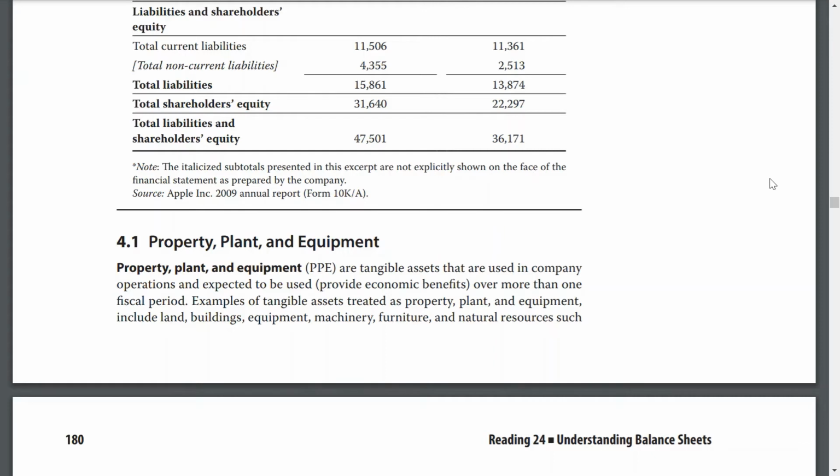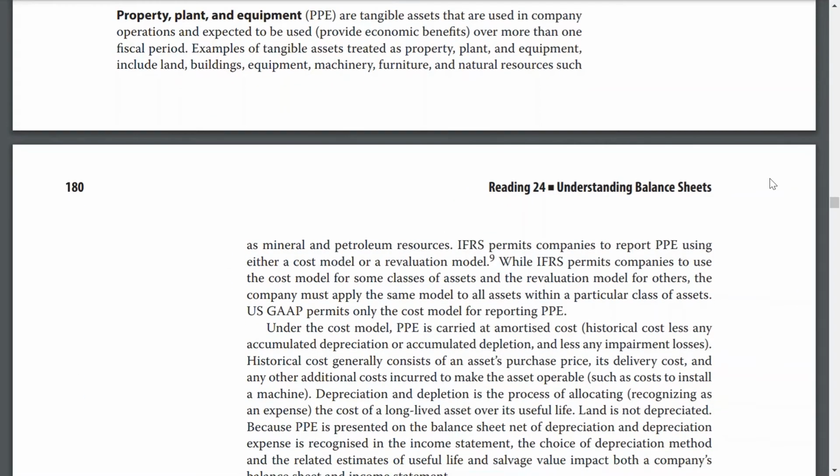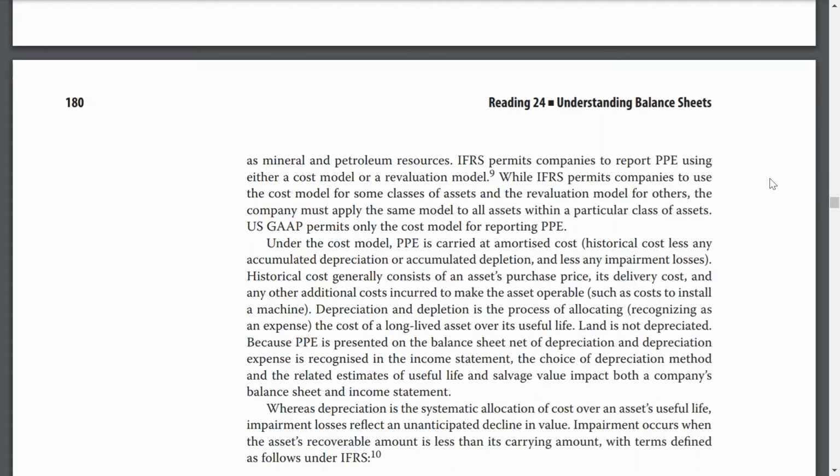Examples of tangible assets treated as property, plant, and equipment include land, buildings, equipment, machinery, furniture, and natural resources such as minerals and petroleum resources. IFRS permits companies to report PPE using either a cost model or a revaluation model. While IFRS permits companies to use the cost model for some classes of assets and the revaluation model for others, the company must apply the same model to all assets within a particular class of assets.